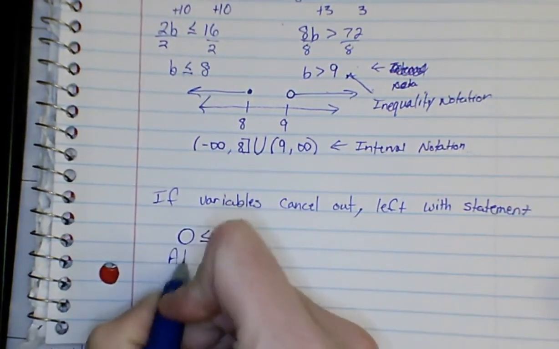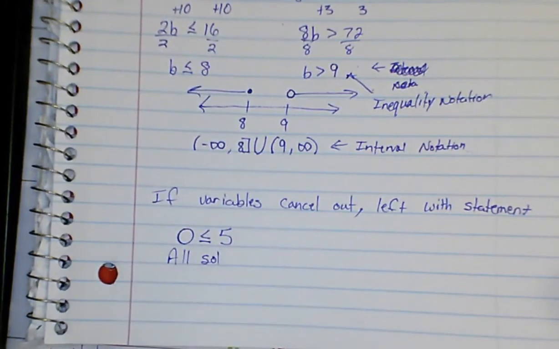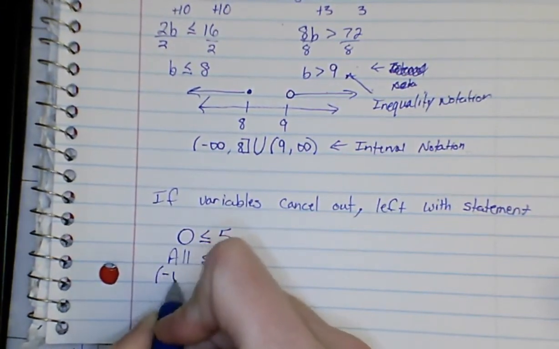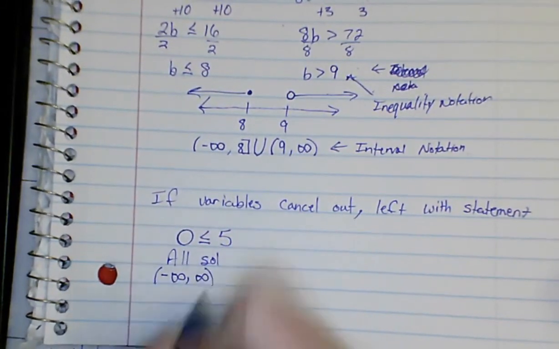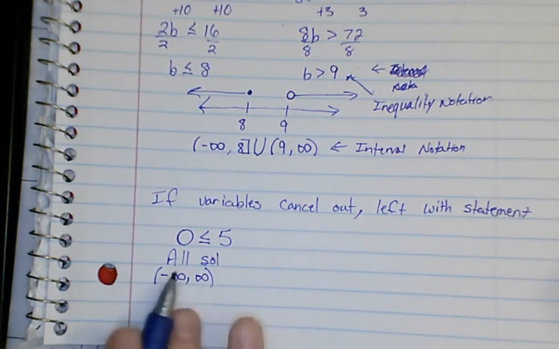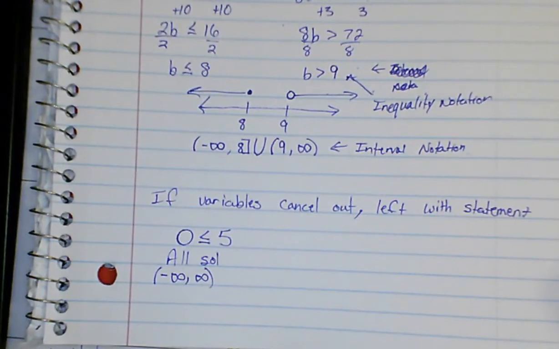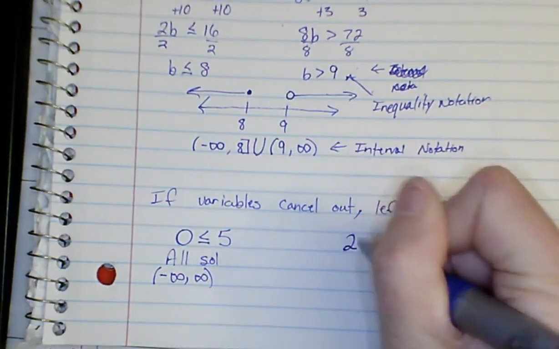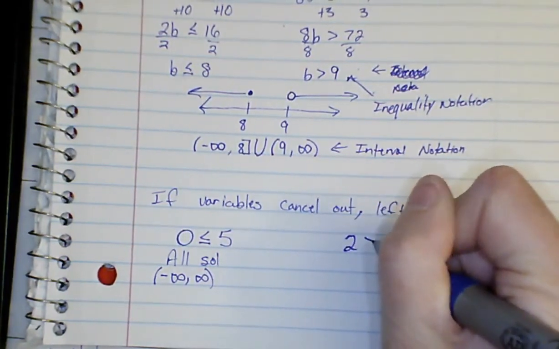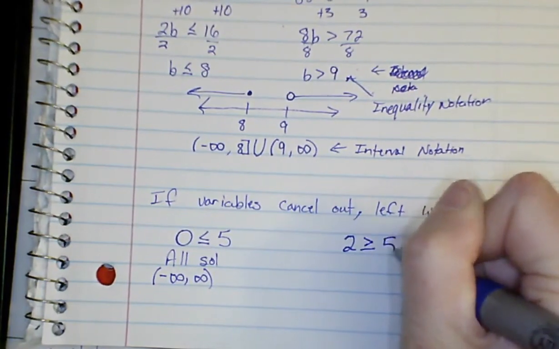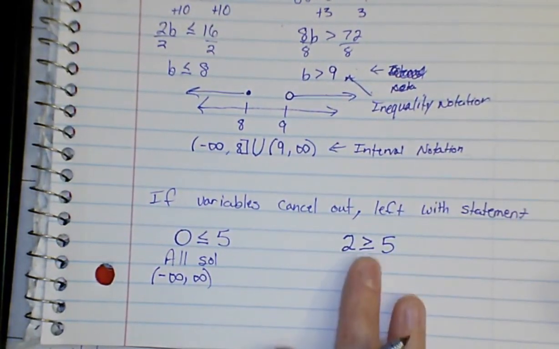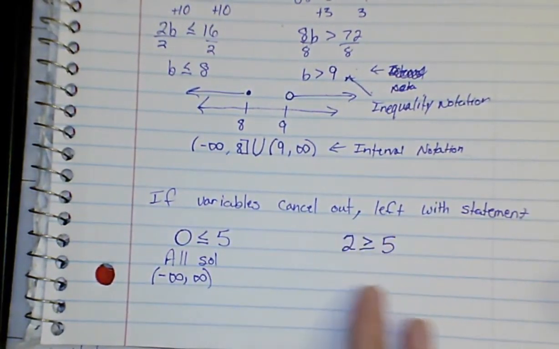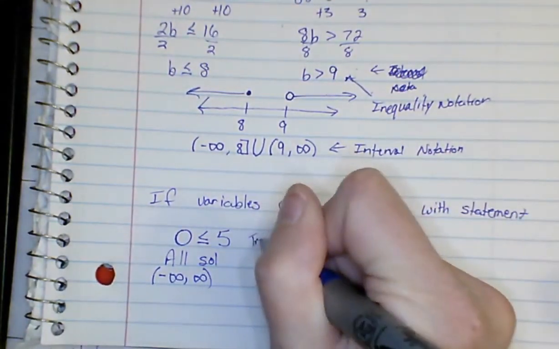So we would say all solutions, and the interval notation for all solutions would just be negative infinity to infinity. But all solutions, for my preference, would be fine. I've seen students use this before, and that's fine as well. Depends on what your teacher is wanting. If we have 2 is greater than or equal to 5, well, this is a false statement.